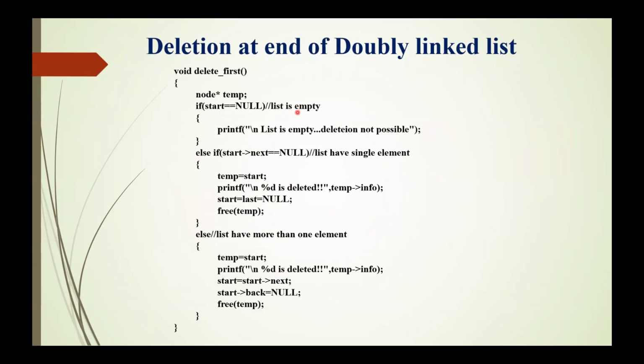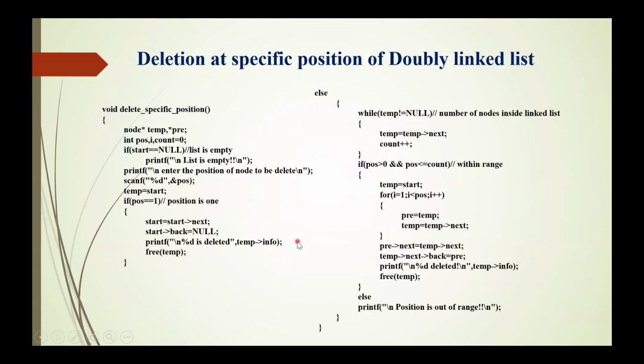Next one is deletion at the end of the double linked list. Deletion means removing an element. So here we have to check whether the list is empty or not. If the list is empty, we cannot perform deletion. Otherwise, we have to check whether the list has a single element or more than one element. According to that, we have to make changes.